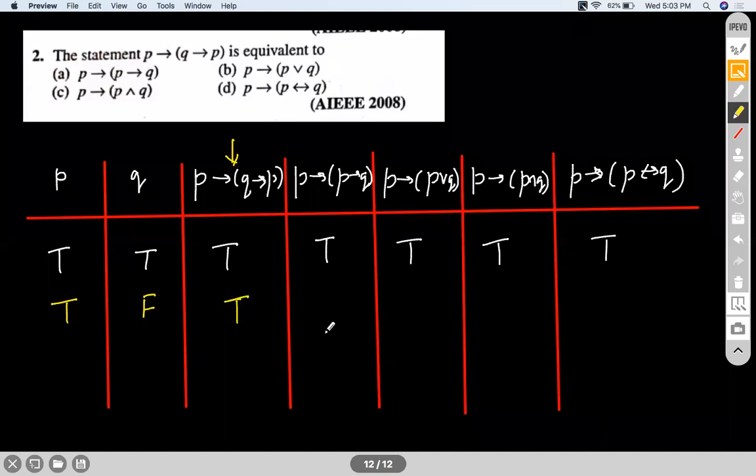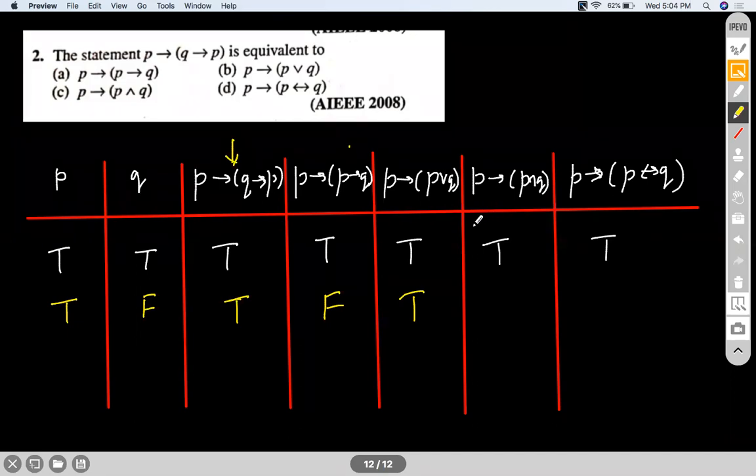True. Is true. Now, this will be false. True, false, what will it be? Getting a promotion, not taking his wife. This will be false. What about this? P or Q will be true. So true will be true. Correct?